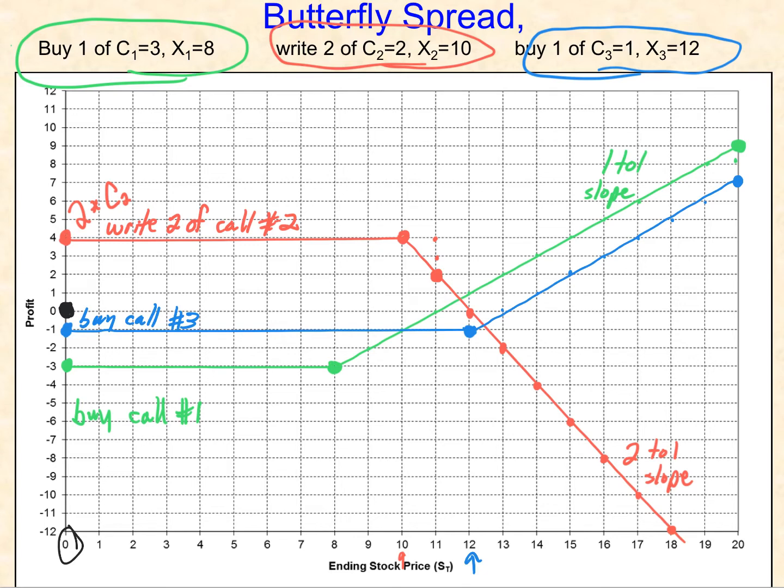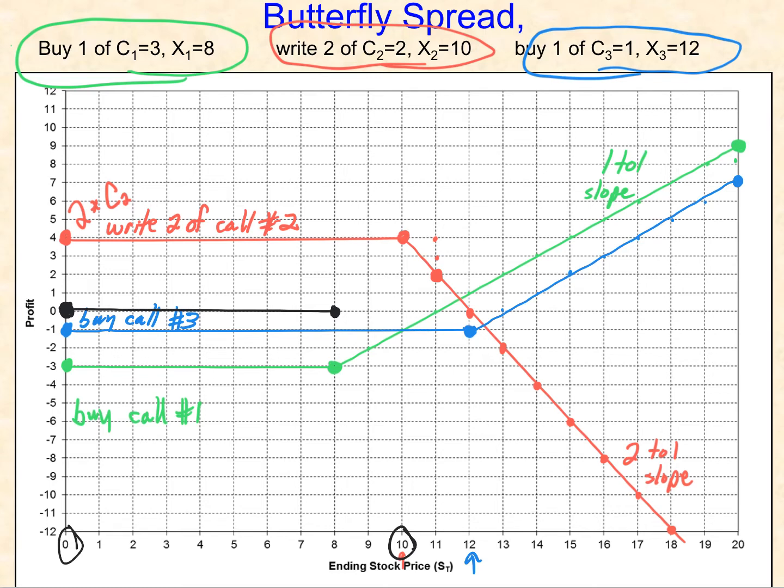So at low stock prices, we can plot our combined payoff along this section of the line here. Our next exercise price is the middle one at $10. We'll have to be careful here. When the stock price is 10, our red line is at 4.